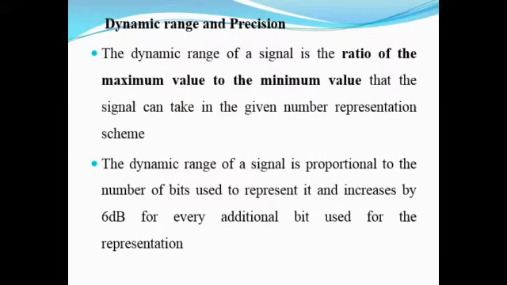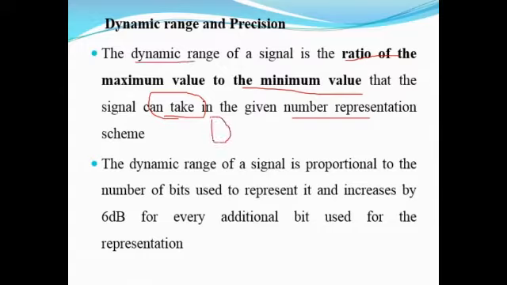Next is about dynamic range and precision. The dynamic range can be defined as the ratio of the maximum value to the minimum value that a signal can take in a given representation scheme or format, whether it is a fractional representation or a floating point representation, maybe single precision or double precision, which we have already discussed. So the dynamic range is considered to be the ratio of the maximum to minimum value.